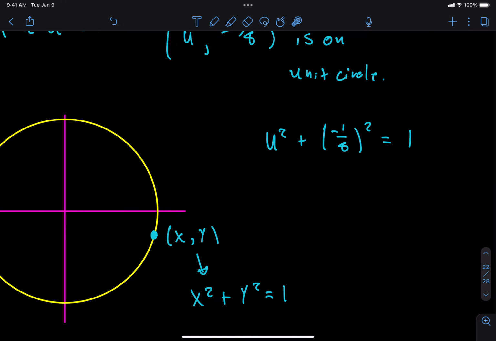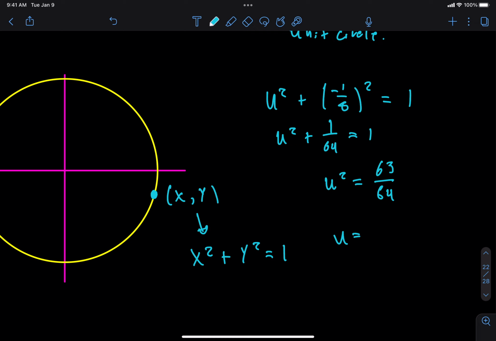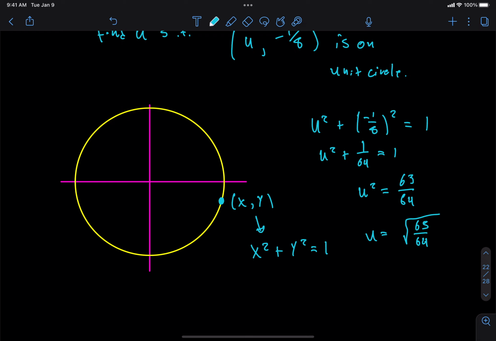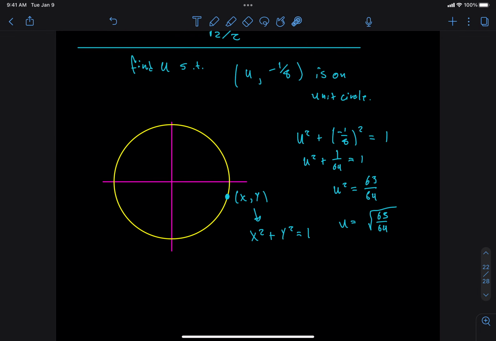You either factor, or in this case, you can just move everything to one side. So I'm going to rewrite this as u squared plus 1 over 64 equals 1. So subtract 1 over 64 from both sides. I get u squared is equal to 63 over 64. And therefore, u should be equal to the square root of 63 over 64. So that is this point here. I found u so that this point is on the unit circle. Or is there anything else left to do?